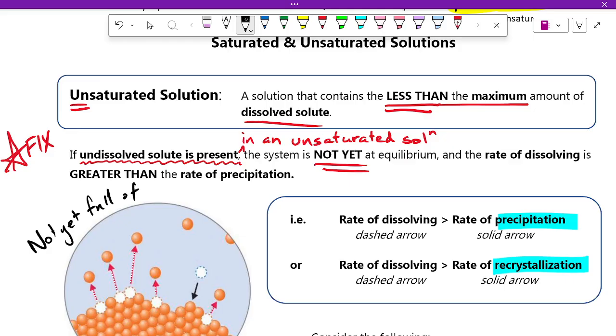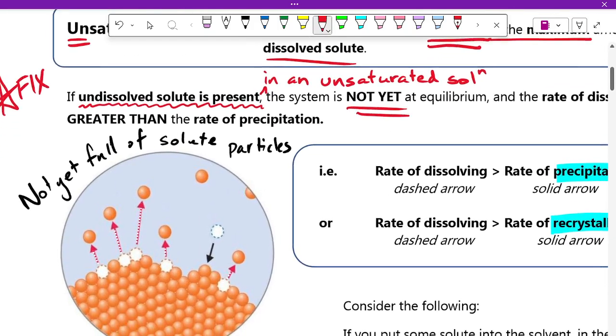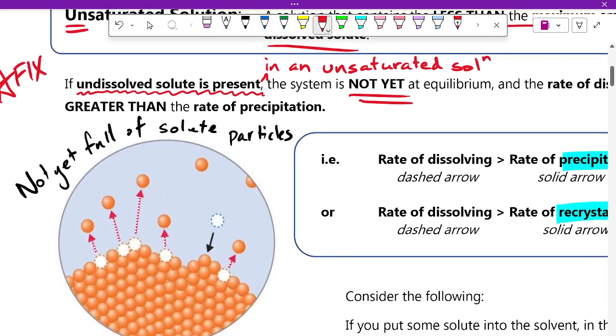Now, if we look at this particular solution, it is not yet full of solute particles. What that means is that there will be more particles dissolving. So if we look at our red arrows, or dashed arrows, on your page, because everything looks gray on your page, we have 1, 2, 3, 4, 5 particles dissolving, but only 1 particle recrystallizing.